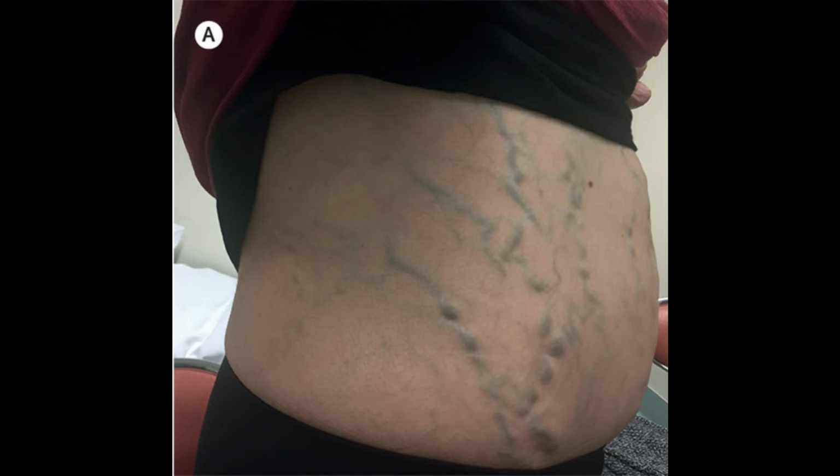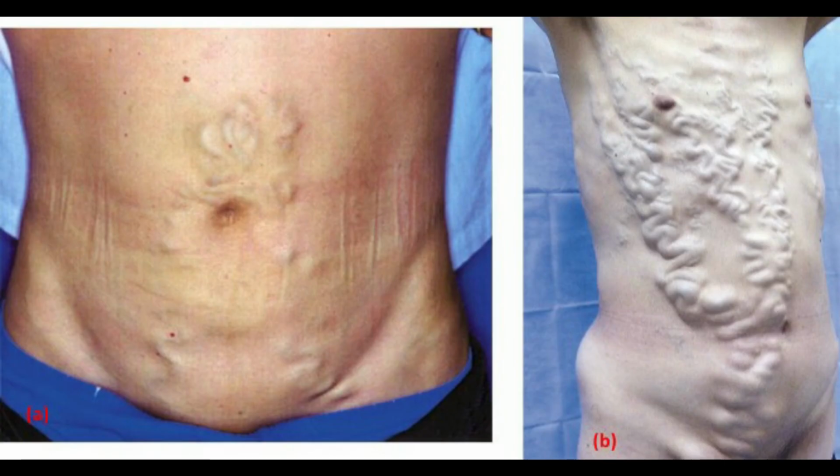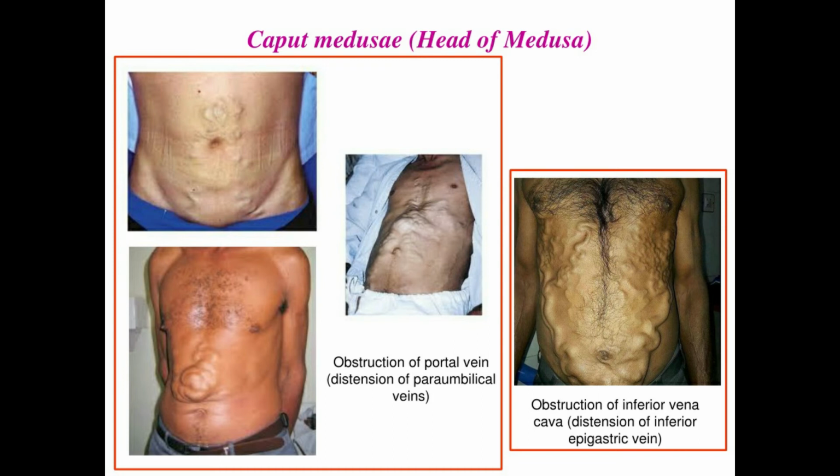And if the same tortuous veins are present over or around the umbilicus, usually it is due to portal hypertension, or as in case of portal obstruction, and that condition is known as caput medusae, and it is due to the opening of portosystemic shunts.